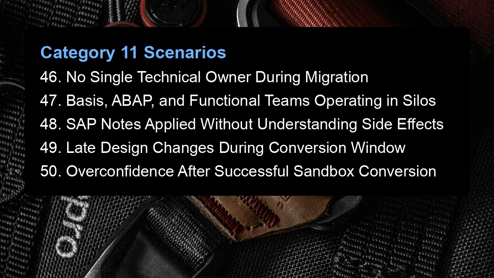Category 11 scenarios. 46. No single technical owner during migration. 47. Basis, ABAP, and functional teams operating in silos. 48. SAP notes applied without understanding side effects. 49. Late design changes during conversion window. 50. Overconfidence after successful sandbox conversion.